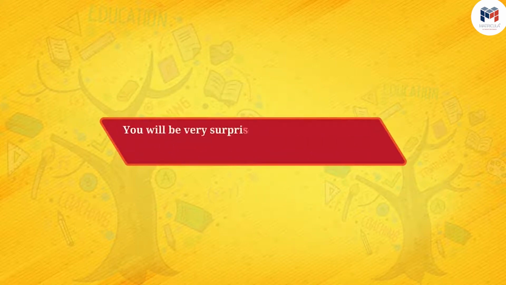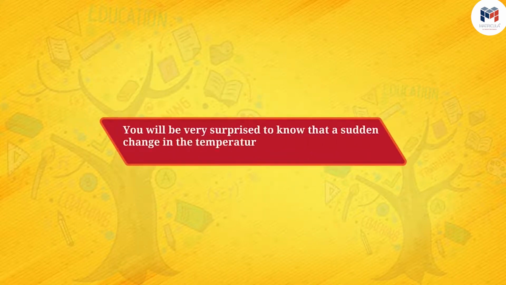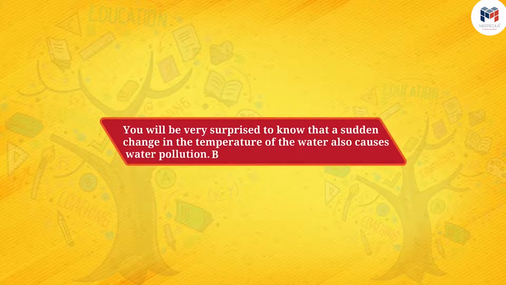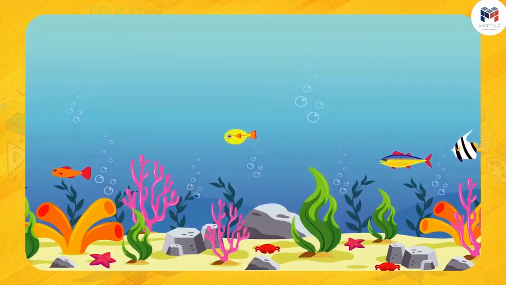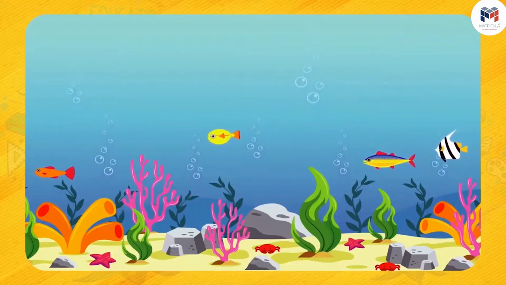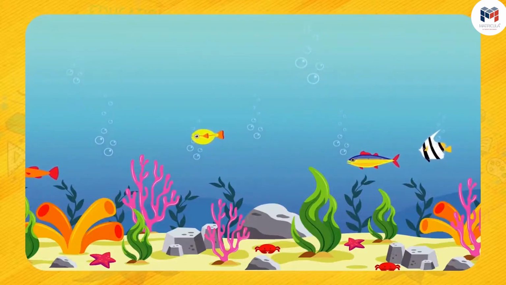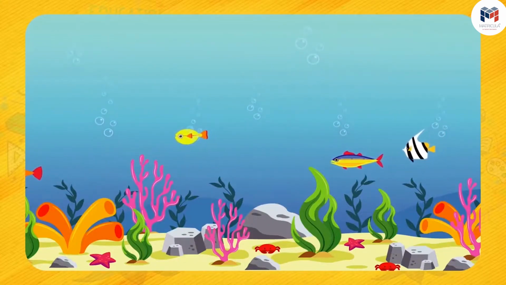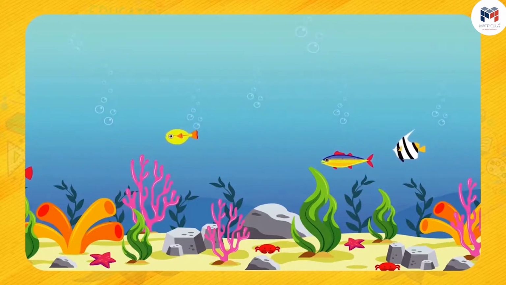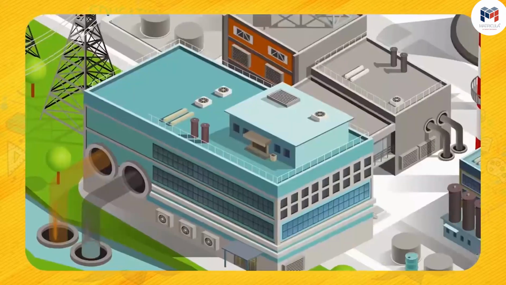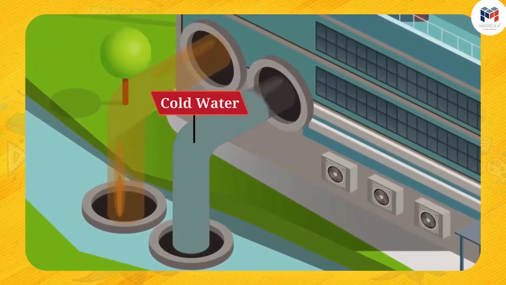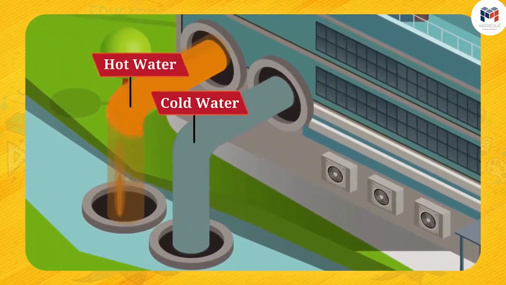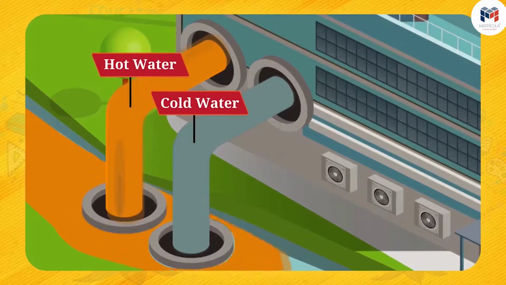You will be surprised to know that a sudden change in the temperature of water also causes water pollution. But how? Let's see. Aquatic animals are used to a certain range of temperature inside the water. Anything that alters or changes the temperature of water also affects the aquatic plants and animals, which again leads to water pollution. For example, factories like thermal power plants take cold water from the reservoir and pour hot water into the same reservoir. This increases the water temperature, which greatly affects the life of aquatic plants and animals.